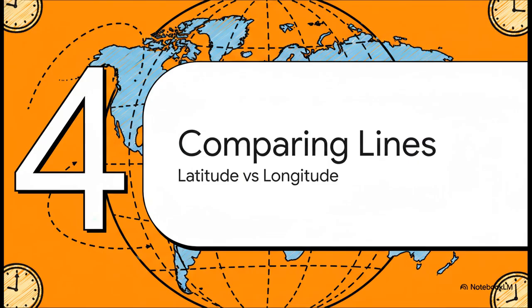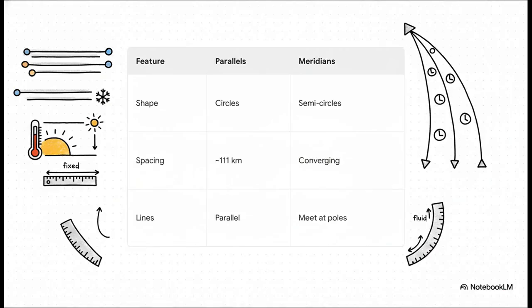Okay, section 4. Let's compare these coordinate lines, latitude versus longitude. Before we throw the element of time into the mix, let's really solidify how these two sets of lines interact with each other. It's like a giant puzzle. Latitudes are parallel circles, and we generally use them to figure out temperature zones. Longitudes, on the other hand, converge at the poles, and they are the absolute secret to understanding local time.